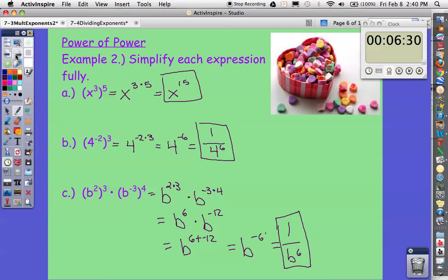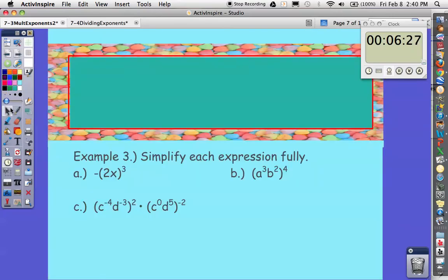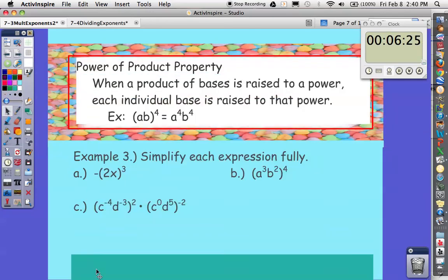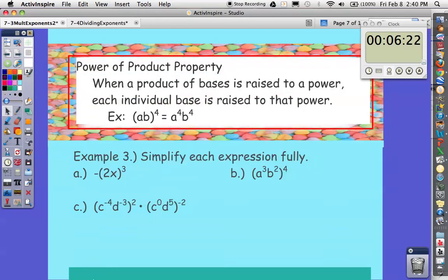Last rule then, guys. It's called the power of a product property. When a product of bases, product meaning multiplication, is raised to a power, each individual base is raised to that power. So if you have inside parentheses a product, just one term, but there may be more than one base, and they're only being multiplied, you can give each one of those the exponent.